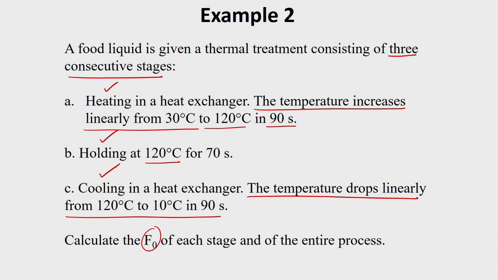Here the word linearly is important because the temperature changes from 30 degrees to 120 degrees linearly. The same way in the cooling, it decreases from 120 to 10 degrees centigrade. So, first we need to calculate F naught for each stage, then combine them together and calculate the total F naught needed for the process. The first one is the heating stage.